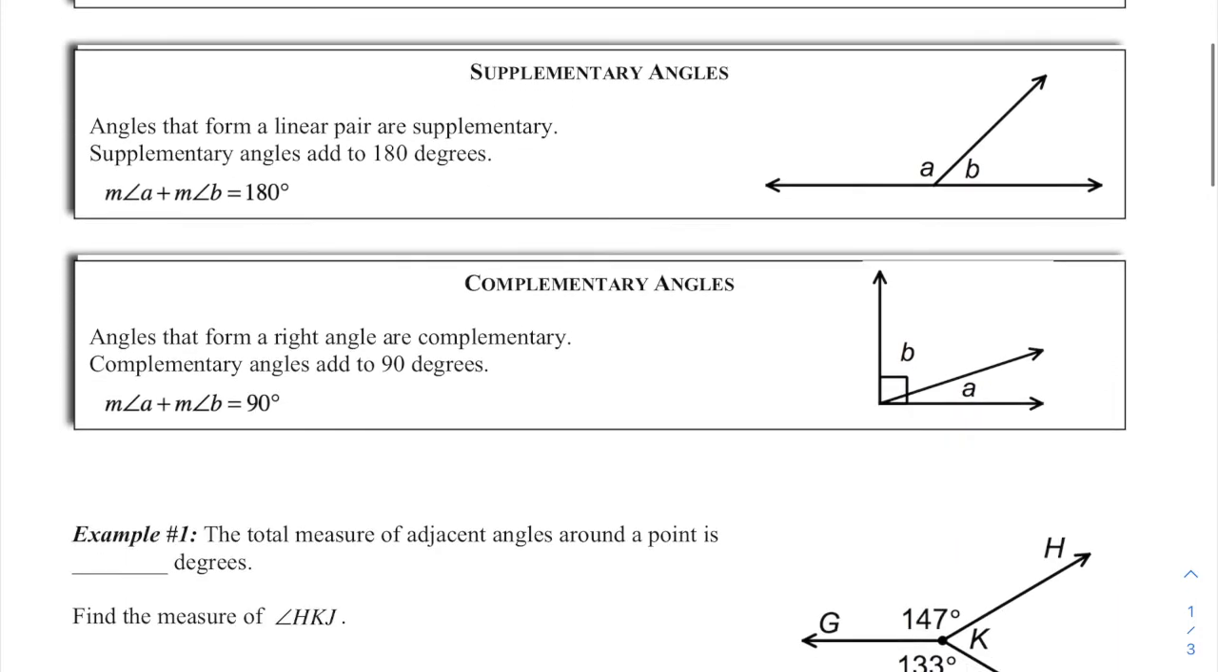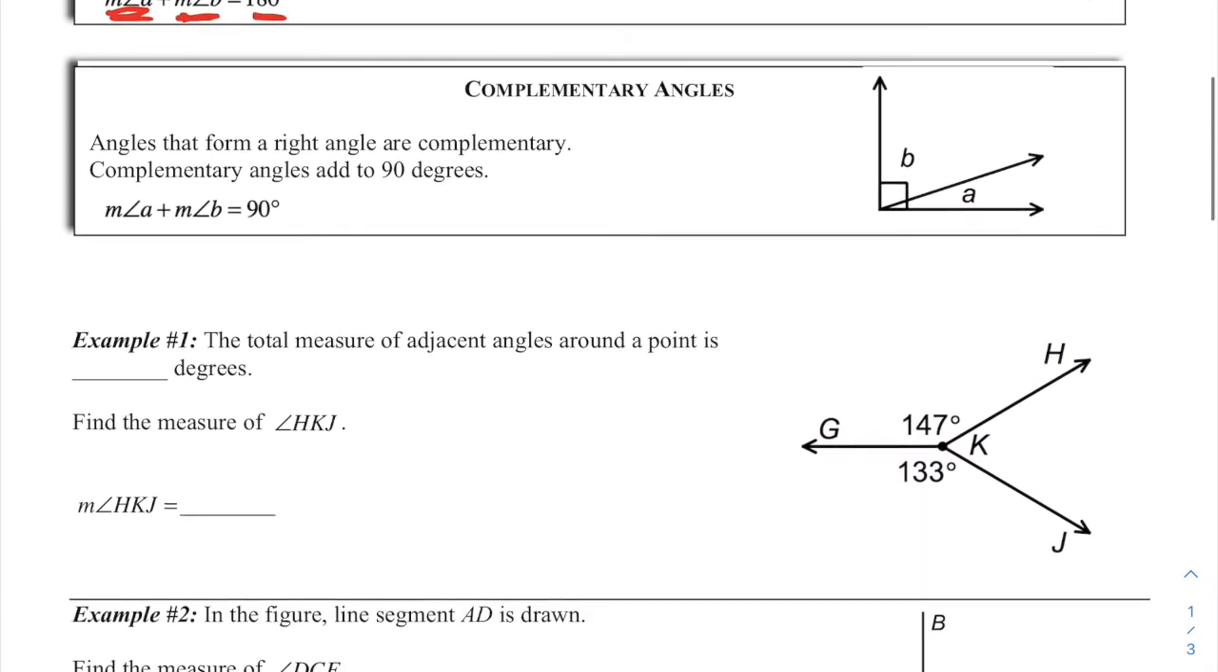The next would be supplementary angles. Hopefully you remember this one as well. Supplementary angles are two angles that form a linear pair and they add up to 180. So in this example, we could say the measure of angle A plus the measure of angle B equals 180 degrees. So supplementary angles add to 180.